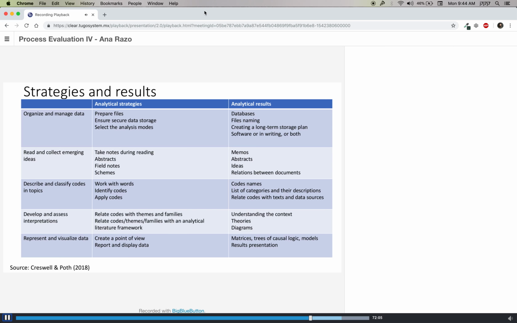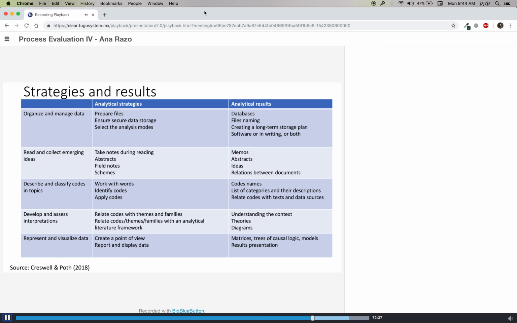Then the next stage has to do with collecting emerging ideas. You need to take notes during reading. If you're, for instance, reviewing the transcript of an interview, if you're going to collect data, if you're going to have a summary, if you are going to take field notes, or if you're going to use schemes. And for results, you have to decide if these are going to be abstracts, memos, ideas, or relations between documents.